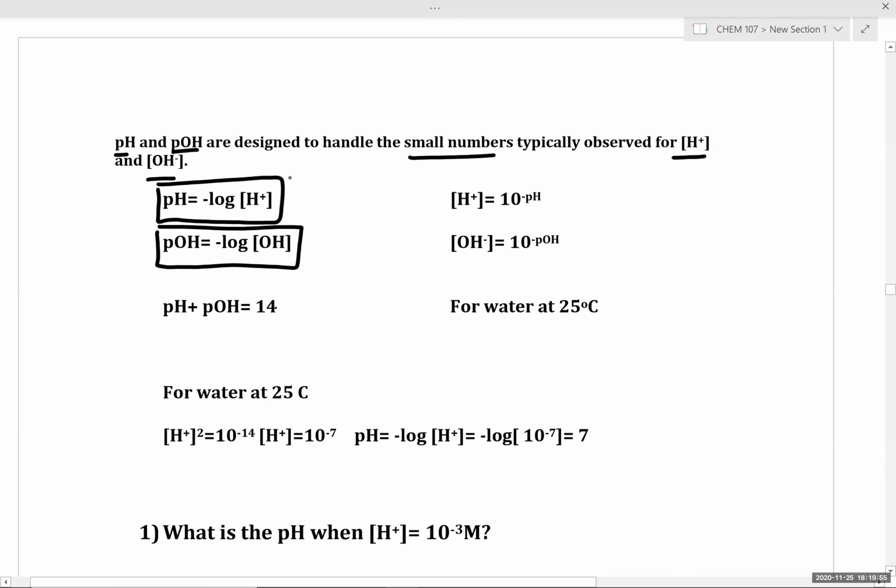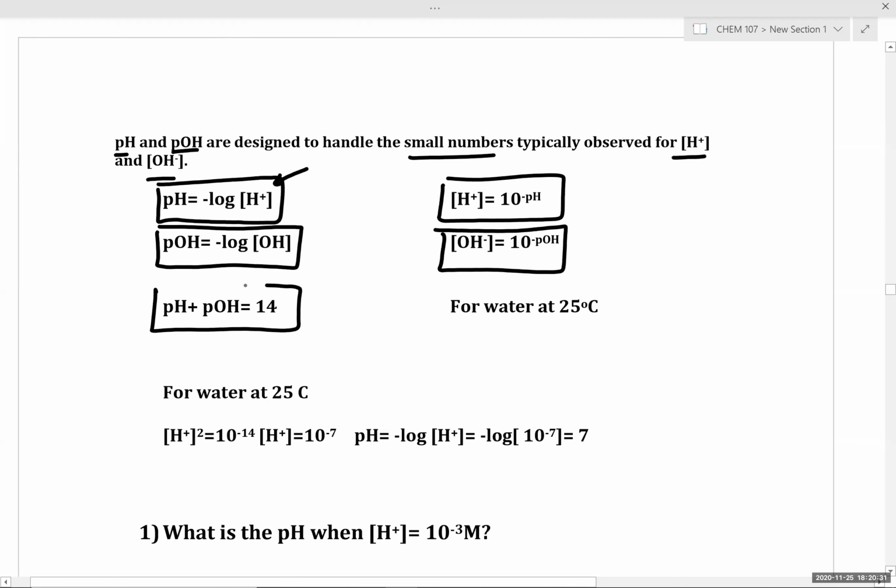Now, if we wanted to solve for the concentration of H+, we know H+ is equal to 10 to the power of negative pH, while the concentration of hydroxide is 10 to the power of negative pOH. This is a property of logarithms where the anti-log is just raising 10 to the power of a number. Okay, now what's useful to note is that the pH plus the pOH is equal to 14 for water at 25 degrees Celsius.